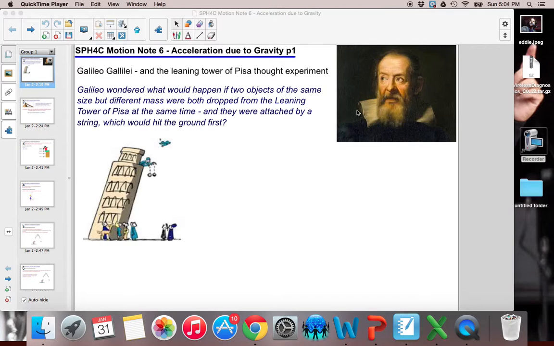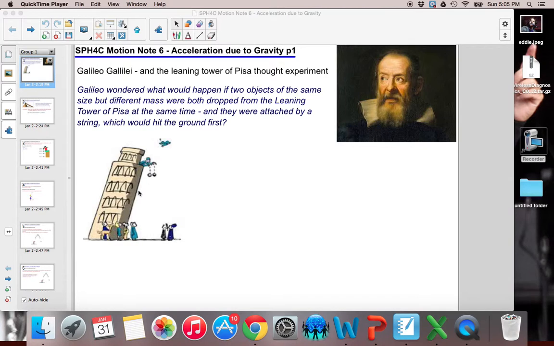He thought, and the picture's not quite accurate, if you stood at the Leaning Tower of Pisa, he's in Italy, and you had two balls of different mass, and you dropped them at the same time, what would happen? And he actually added to his thought experiment if the two balls were attached by a string, because this affects the answer. And so he went through what's called a thought experiment of would objects of different mass fall at different rates, right? And most people's instinct is that things that are heavier fall faster. And he was challenged by that.